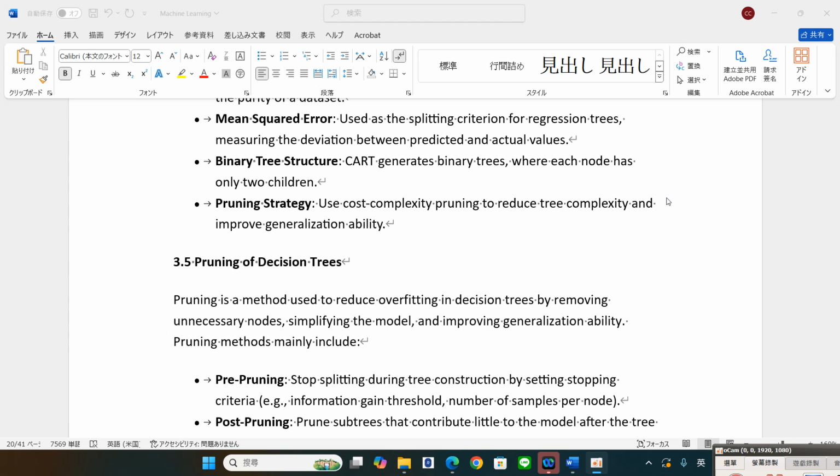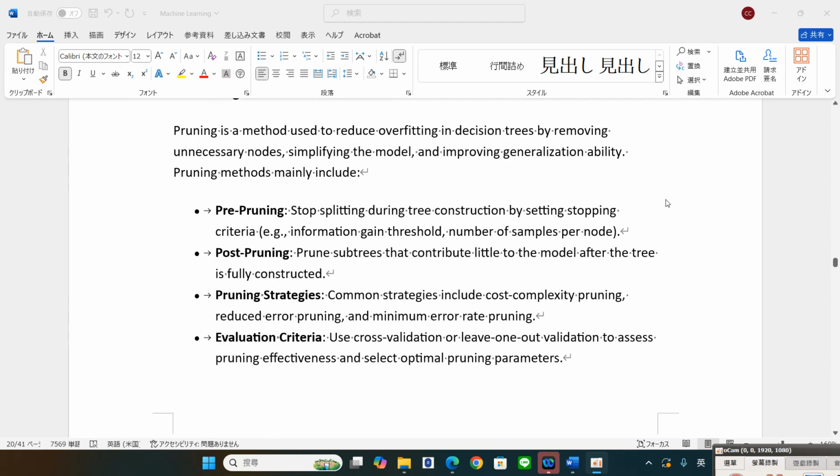Pruning of decision trees. Pruning is a method used to reduce overfitting in decision trees by removing unnecessary nodes, simplifying the model, and improving generalization ability. Pruning methods mainly include pre-pruning, which stops splitting during tree construction by setting a stopping criterion, for example, an information gain threshold or number of samples per node; and post-pruning, which prunes subtrees that contribute little to the model after the tree is fully constructed.